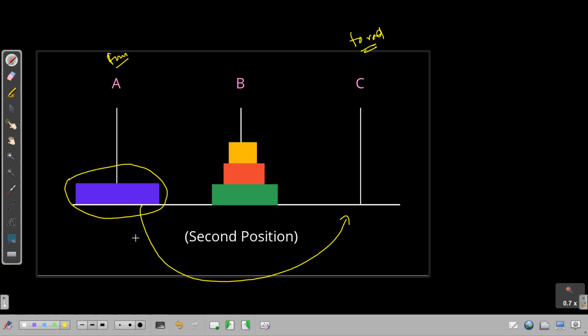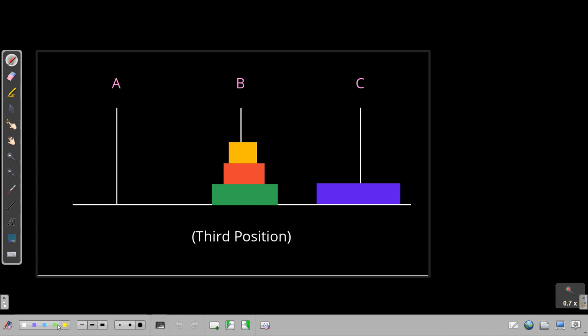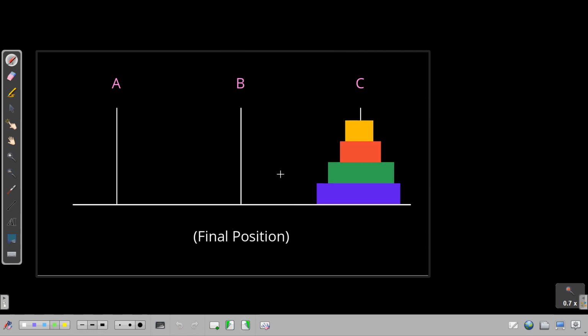After that, what are we doing? We are changing this block's position from the from rod to the C rod, or I can say the to rod. Next, we are taking this and placing this here, and we are using A as the auxiliary. So at this position, A will be the auxiliary, this will be the from, this will be the to. After that you will get the answer.